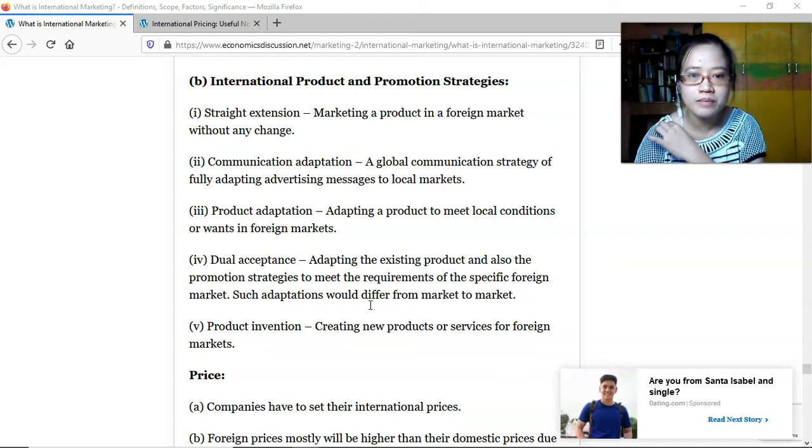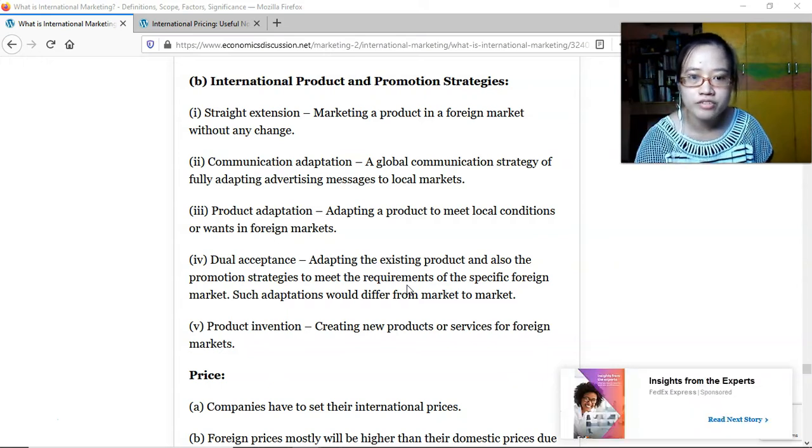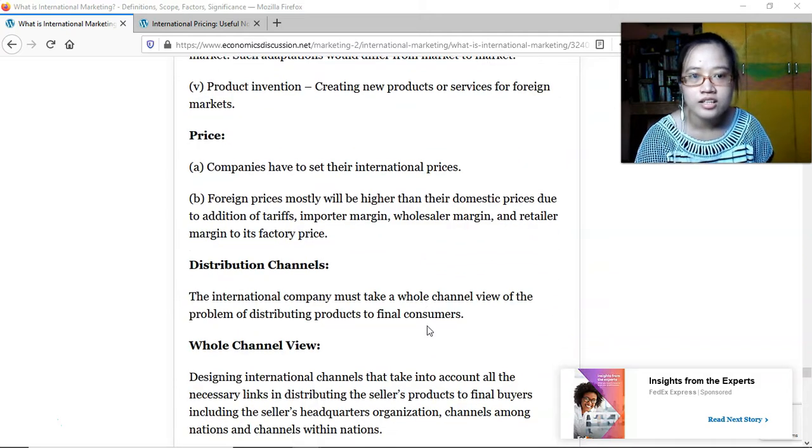Dual adaptation, adapting the existing product and also the promotion strategies to meet the requirements of the specific foreign market. Such adaptations will differ from market to market. Okay. Then we have product invention, creating new products or services for foreign markets.